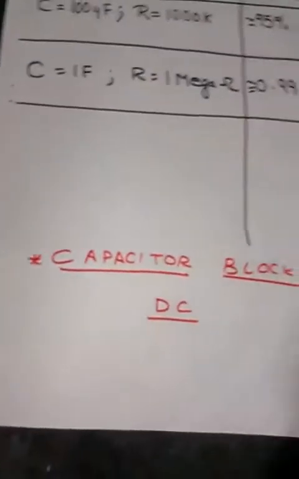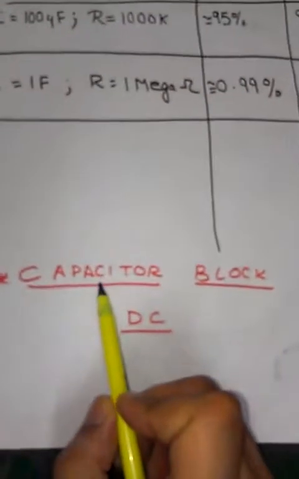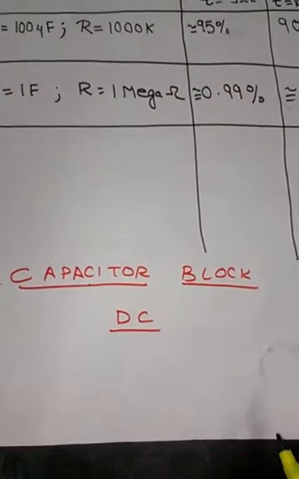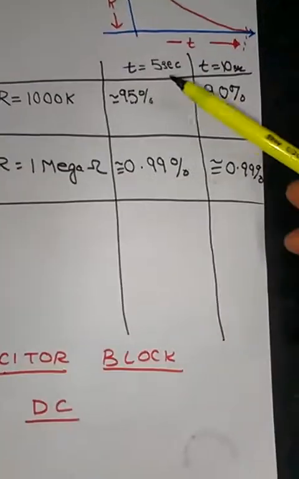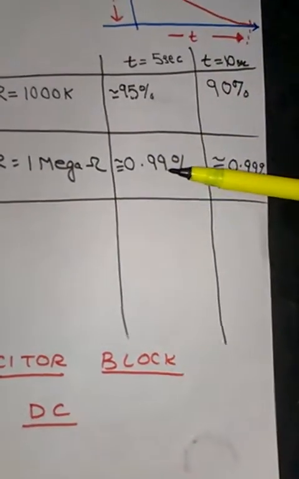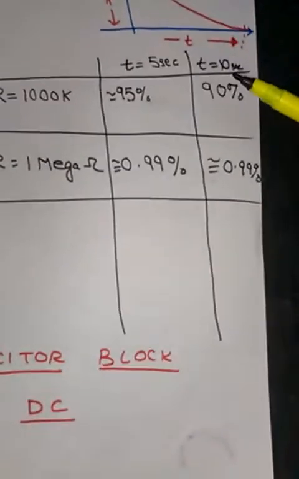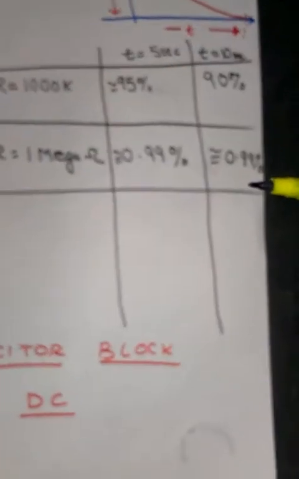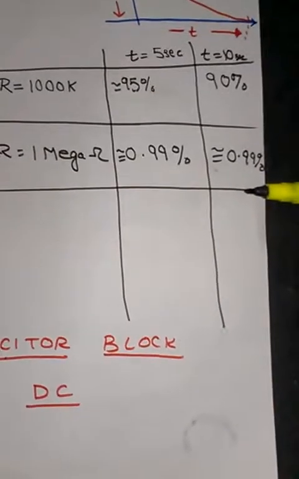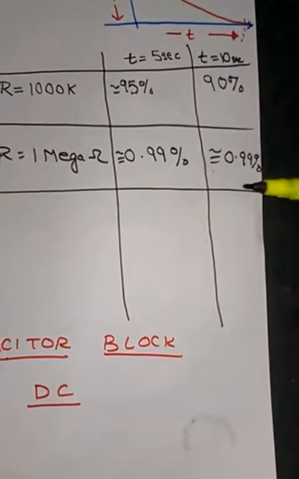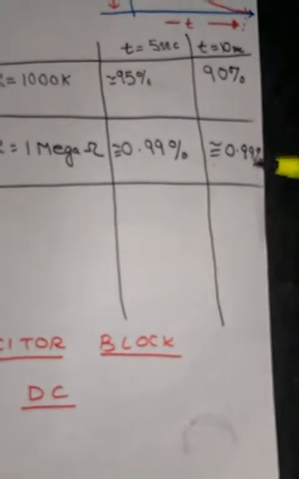You must have heard that capacitors block DC. But if you compare the values here, the capacitor is not blocking the DC. At t equal to 5 seconds, the current was 99% of its maximum value. At t equal to 10 seconds, the current still is 100%. So within 10 seconds, if the current is big enough, it can kill you.